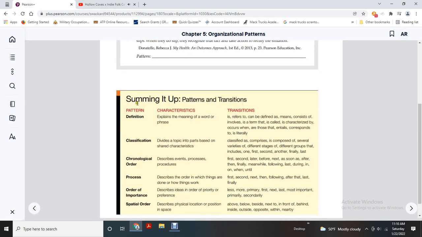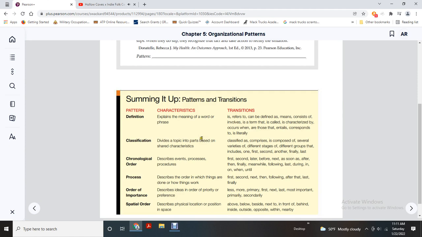Alright, summing it up: patterns and transitions. Definition patterns display the meaning of a word or phrase. Definition, pattern, characteristic, then transition. Pattern, definition: explain the meaning of the word or phrase. Transitions include: is, refers to, can be defined as, is classified by, occurs when, entails, corresponds to, is literally.